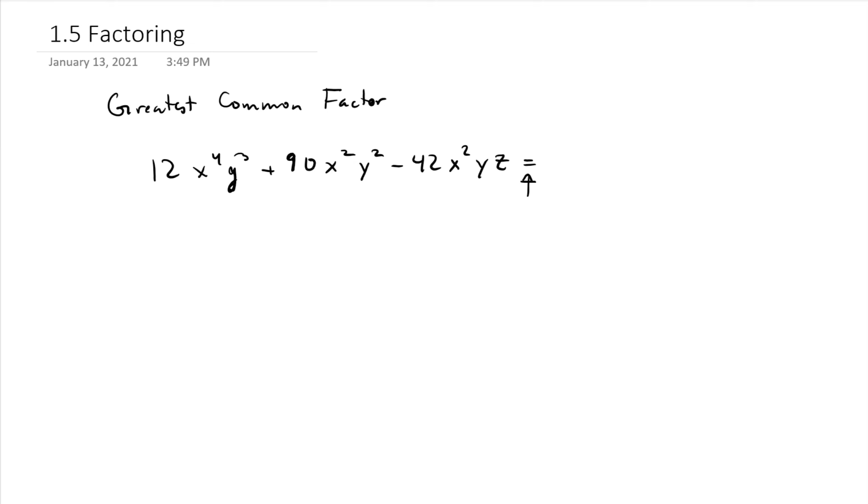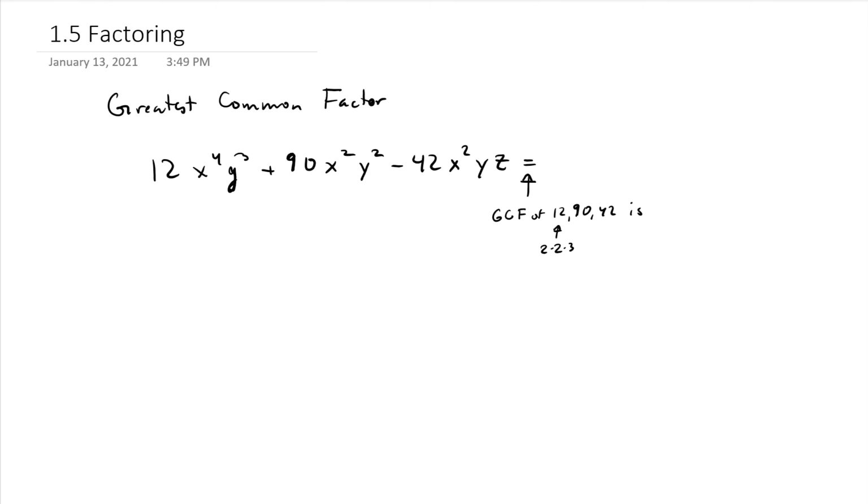We've got 12, 90, 42. So let's look at the greatest common factor of those numbers, right? You need to find a number that fits into those. So what would you do? You would look at the prime factors of each, right? 12 is 2 times 6, and 6 you can divide by 2 again, and after that you get 3. So 12 is 2 times 2 times 3.